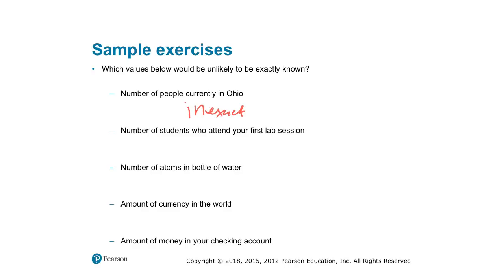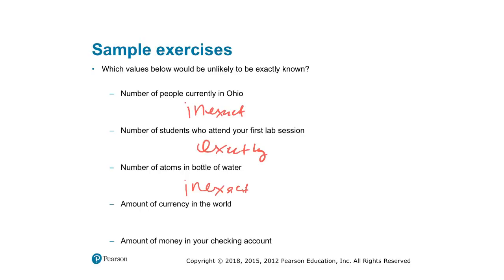Number of students who attend your first lab session. You could exactly know that quantity. It's probably going to be 25, maybe 24, but you could clearly count the number of heads in your first lab session. So this is something we can know exactly. Number of atoms in a bottle of water. Again, there is some number of atoms in that bottle of water. Now, if it's sealed, maybe you could agree that it's mostly constant throughout time, that the water isn't leaving or being added to the container. So the atom count would be constant, but could you ever count that high and determine it that precisely? The answer would be no way. That would be something you'd have to measure or estimate.